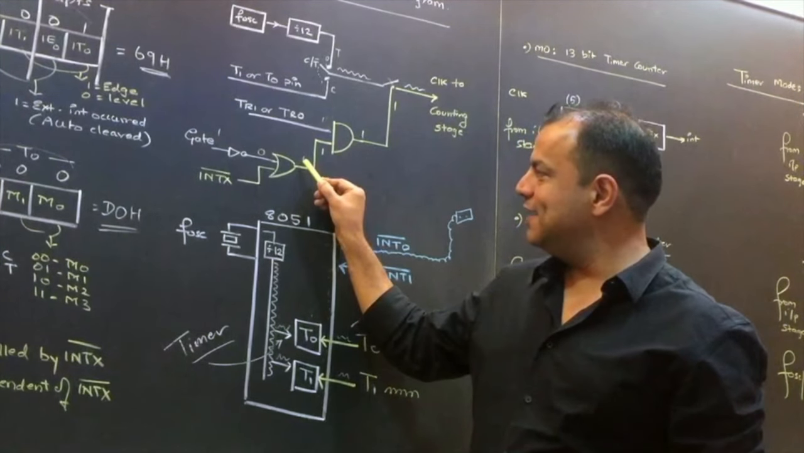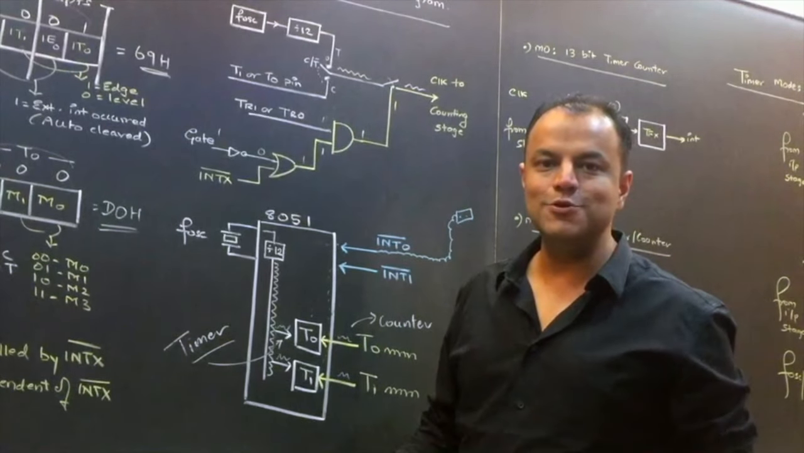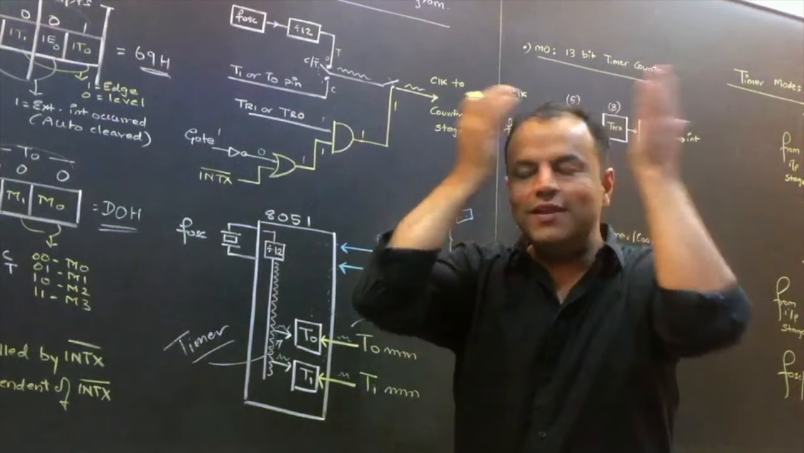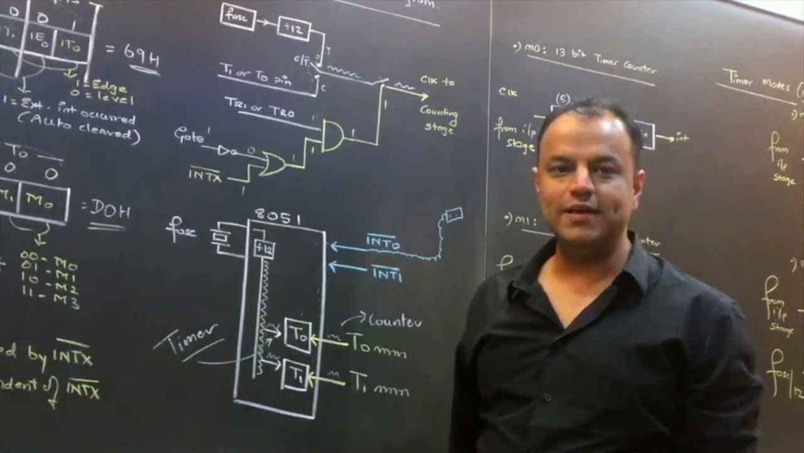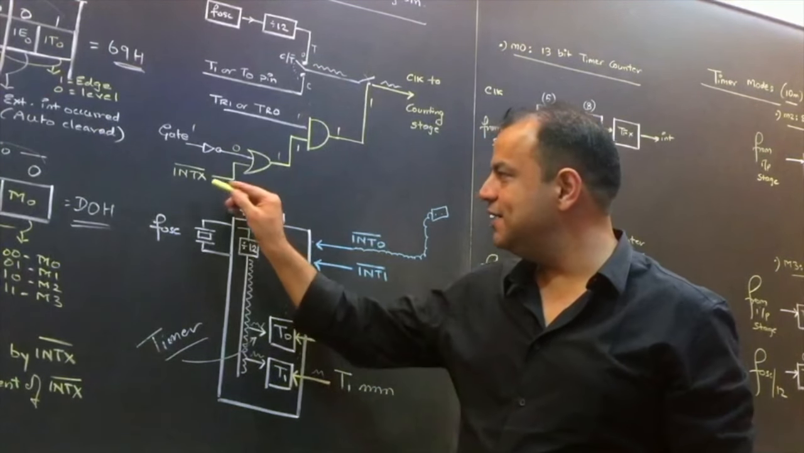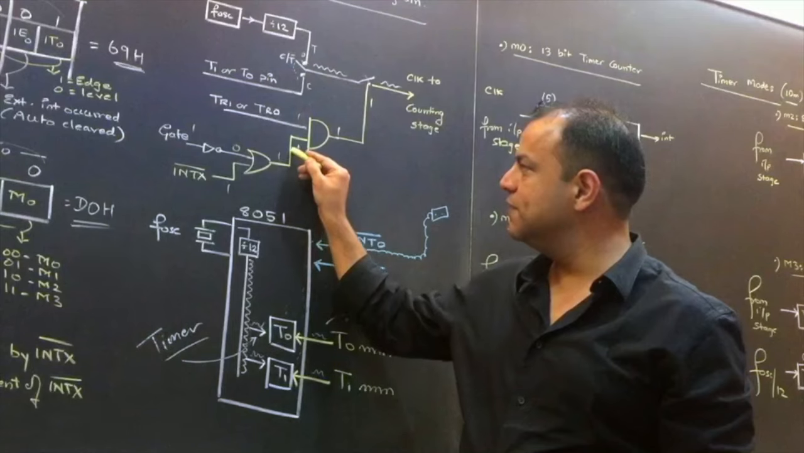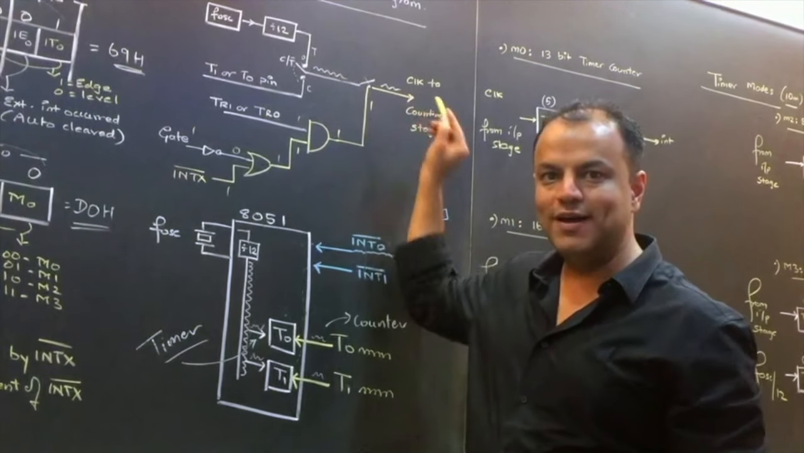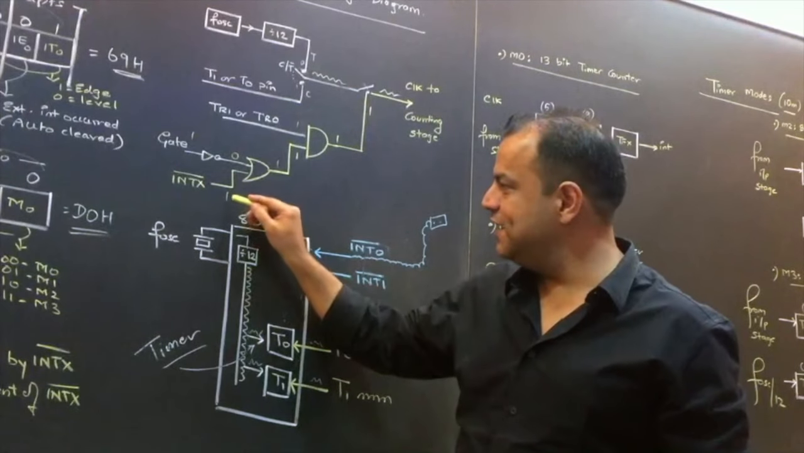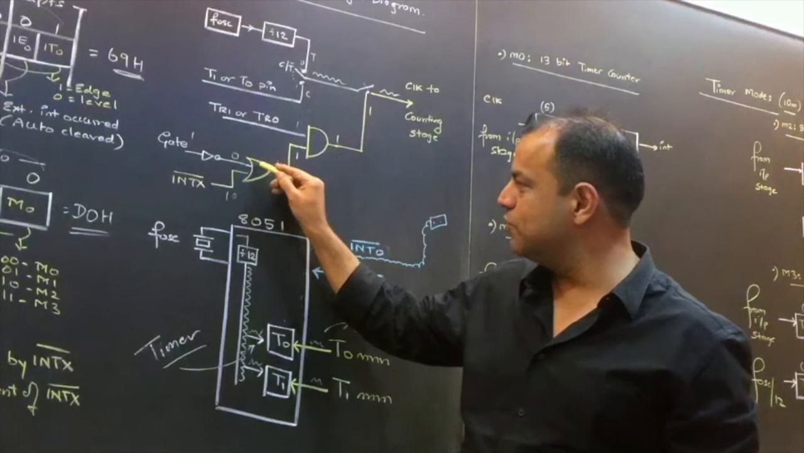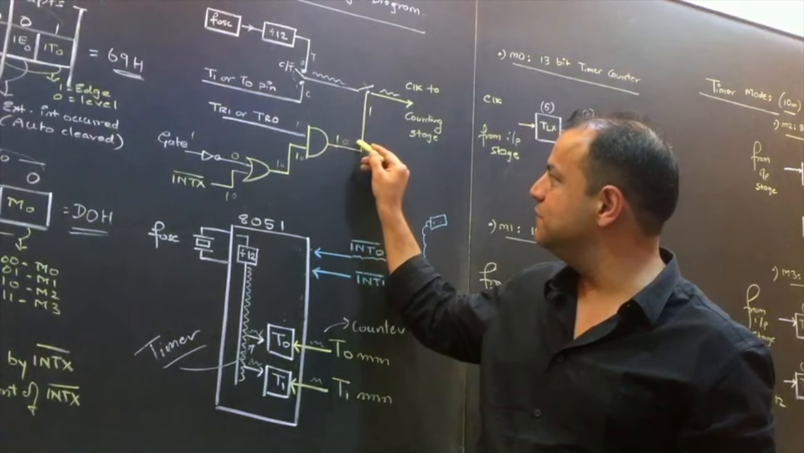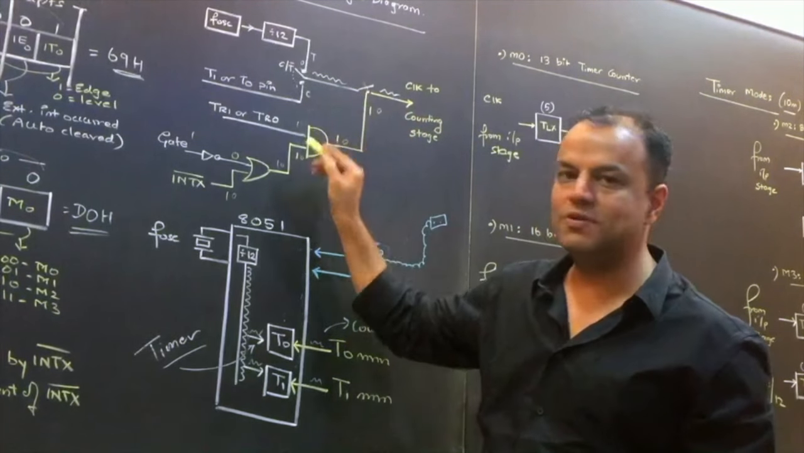For an OR gate to give a 1, something should be 1. If this line is 0, everything now depends upon INTX. Only if INTX is 1, this will become 1, this will become 1, and the clock will go ahead. If INTX becomes 0, the output of this OR gate will be 0, the AND gate output becomes 0, the answer will be 0, and the clock will stop.